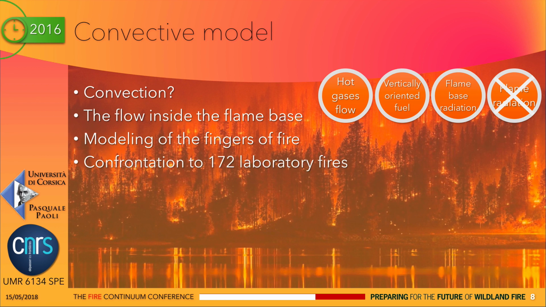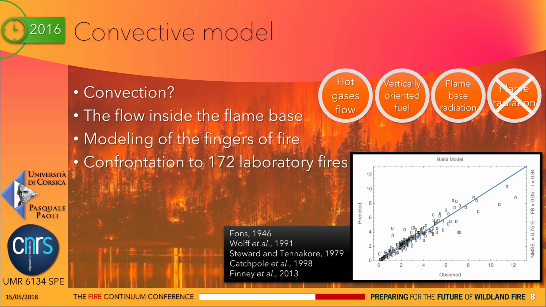We have confronted this model to 172 laboratory fires picked up in the literature. We can observe the good agreement between predicted and observed rate of spread, with a very small normalized mean square error, a fractional bias close to zero, and the Pearson's correlation coefficient close to unity. But the most important thing is that the model has no model parameters. The only changing characteristics from one experiment to another are wind velocity, terrain slope angle, and fuel characteristics.